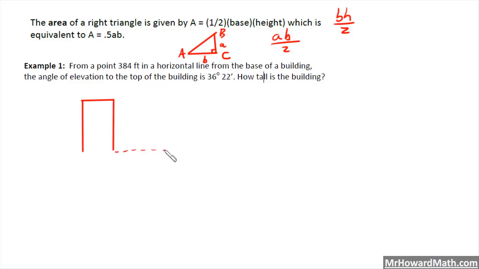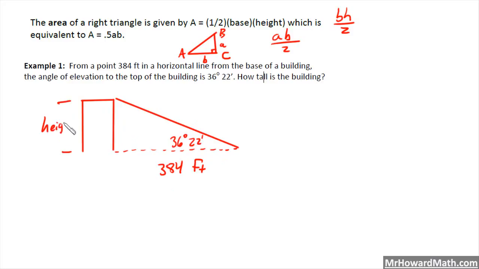And this dimension right here is 384 feet. The angle of elevation to the top of the building, so that would be this one, is 36 degrees and 22 minutes. So how tall is the building? We want this dimension right here. How tall is this building? So we'll say the height. That's what we're looking for. So we have this dimension here, this dimension here, and this angle right here.